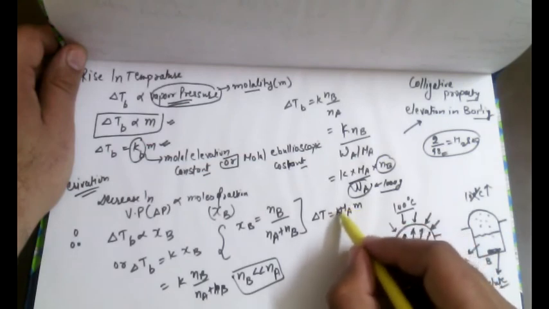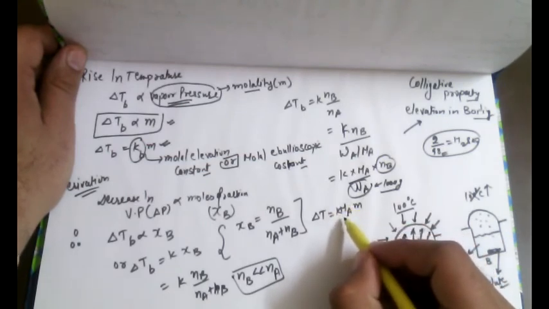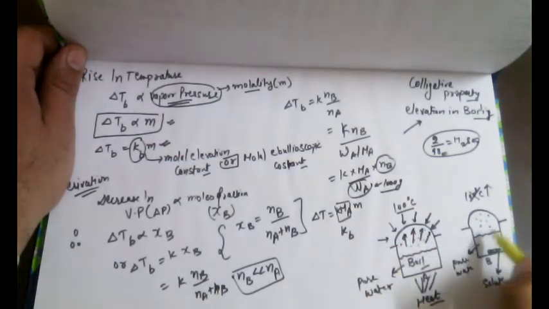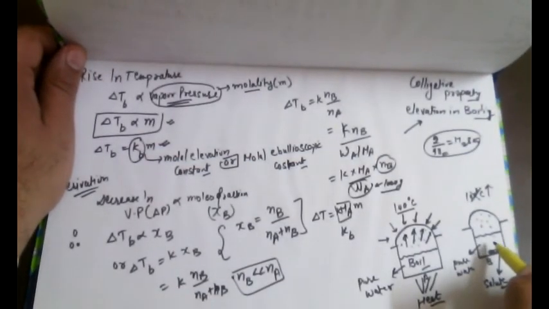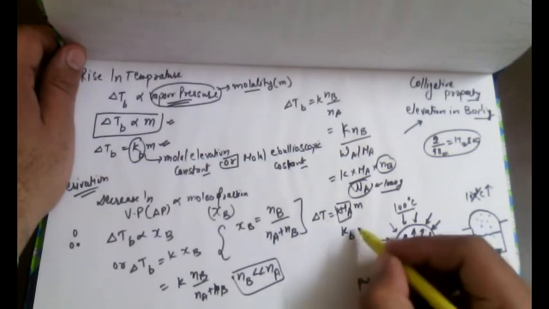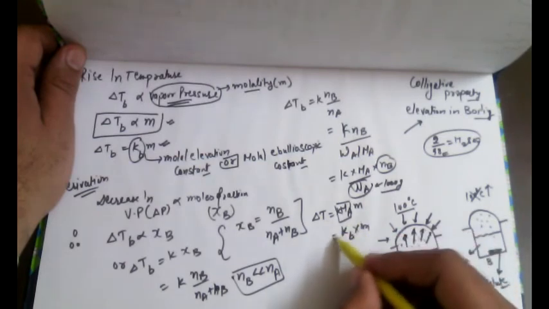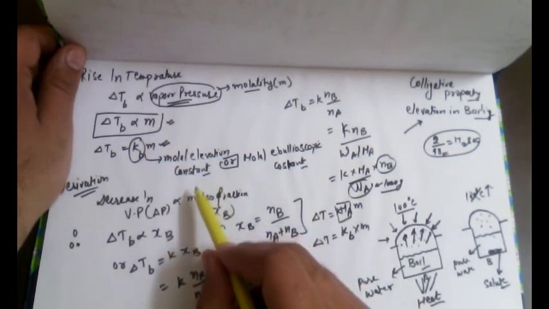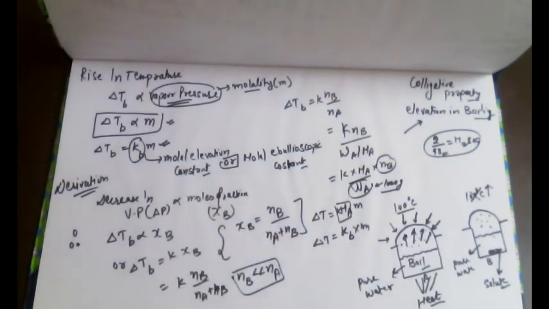Here the molar mass of the solvent is constant, so we will write it as Kb. We write Kb as the molal elevation constant. So this is all about the elevation in boiling point.